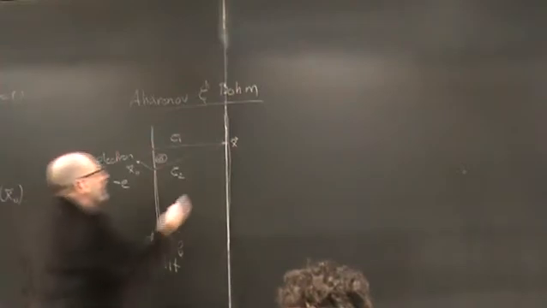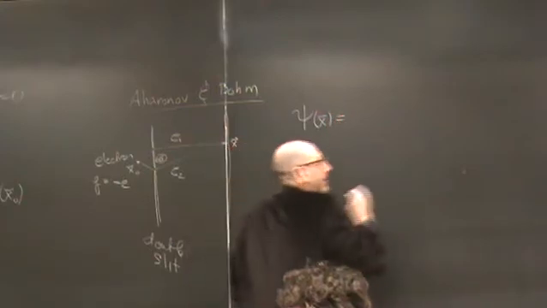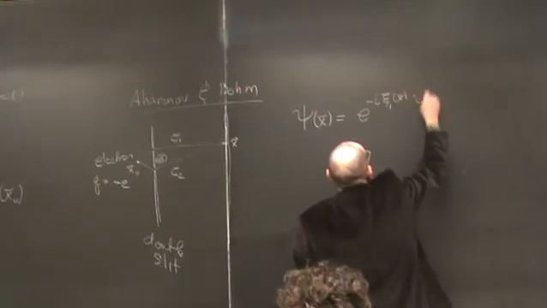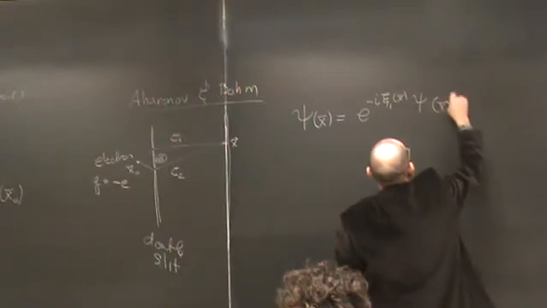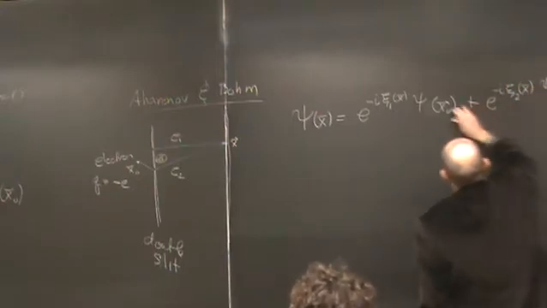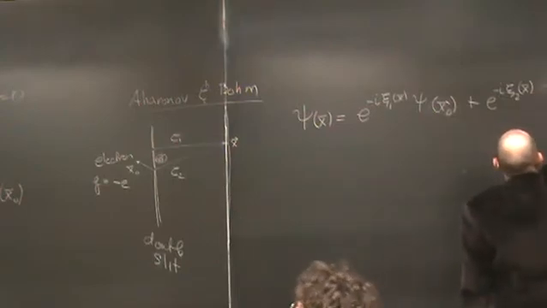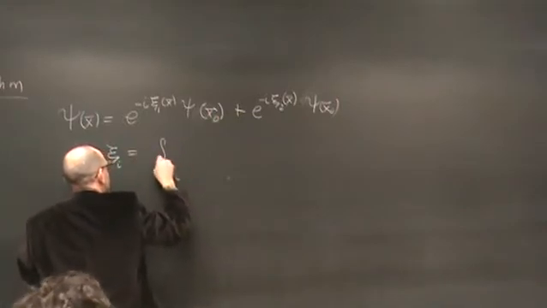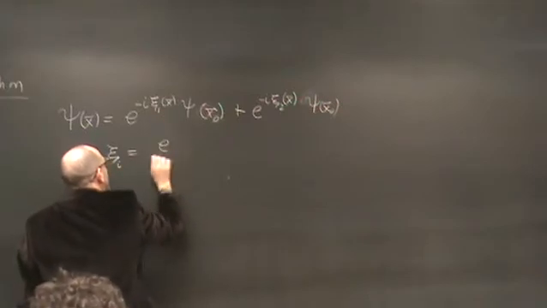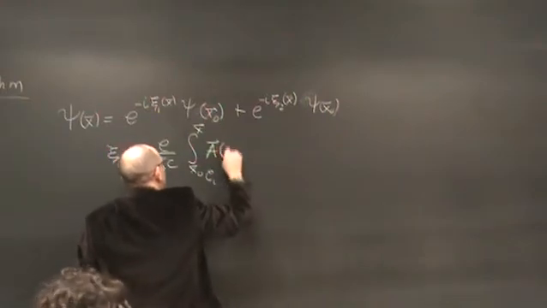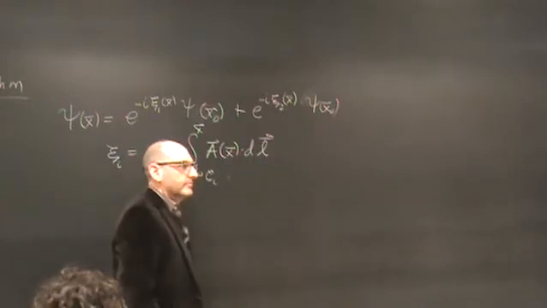So, what does this say? This says that the total wave function here is e to the minus i C1 psi at x0, plus e to the minus i C2 psi at x0, where C_i is the integral over contour i of e over h bar c, the integral from x0 to x over the contour i, of A of x dl. Okay?